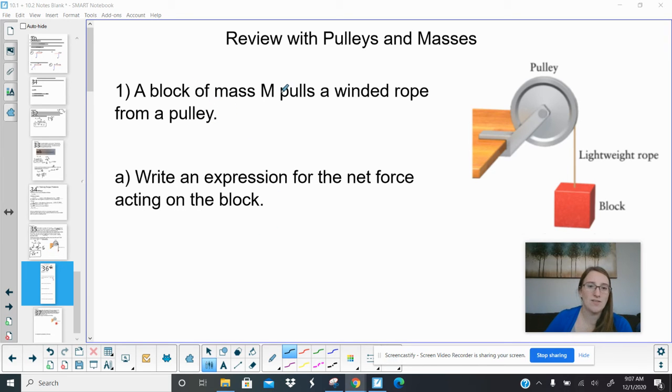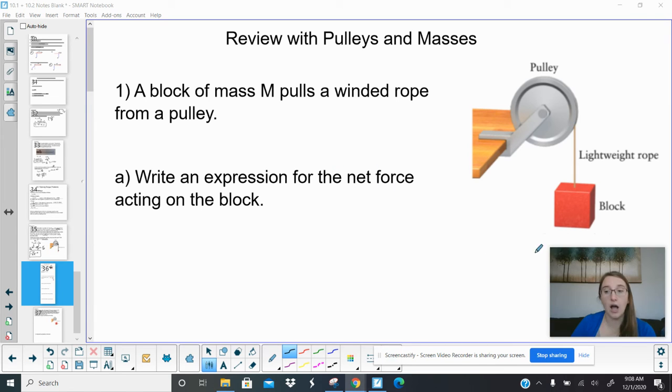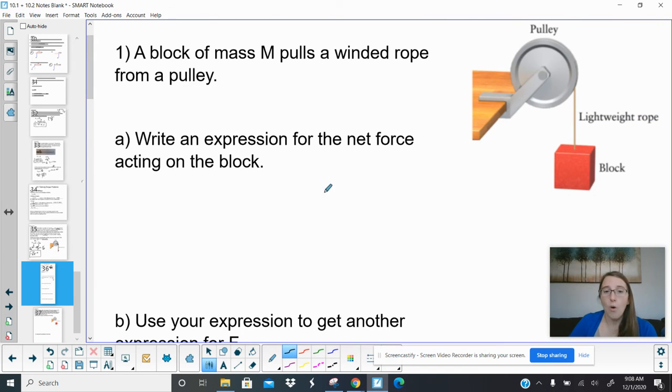So let's review this. We have a block of mass M pulling an unwinding rope from a pulley. Again, we're making the assumptions that we can ignore the mass of the rope, that it's not slipping or stretching. We can do that. So what we want to do is write an expression for the net force acting on the block. So let's think about how we did this. It's been a long while. What we needed to do was draw a free body diagram. Net force, remember, is the sum of all of the forces acting on this block. So I want to see if you can recall this. Take a moment.